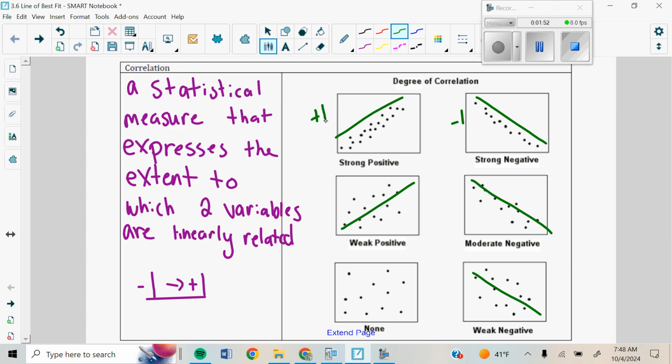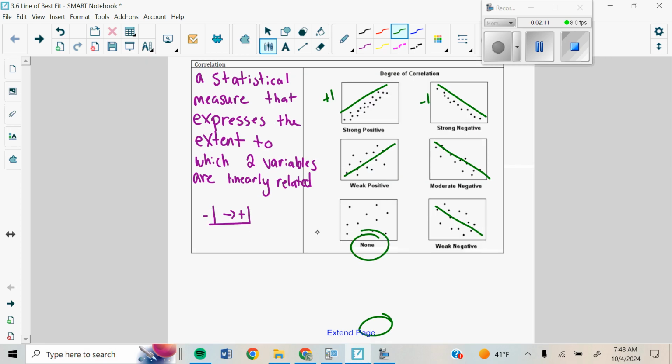The closer it is to 1 or -1, the closer it is to being just a straight line. The closer it is to 0, the farther away the points are going to be. Down here we have this one that's none. This one has no correlation. Those would be things like your shoe size and how many blades of grass you have in your yard. Okay, those have no correlation. It's going to be scattered all amongst.